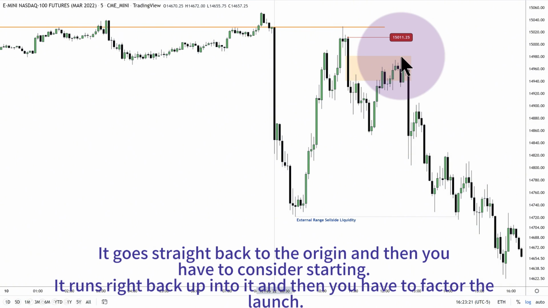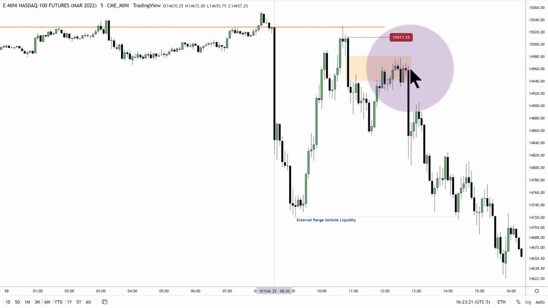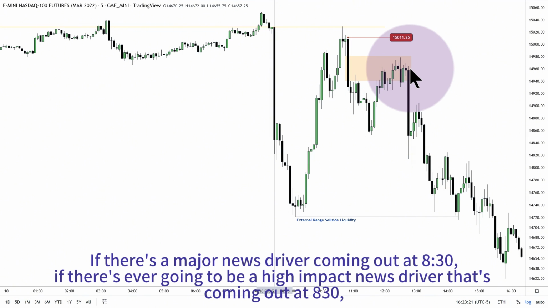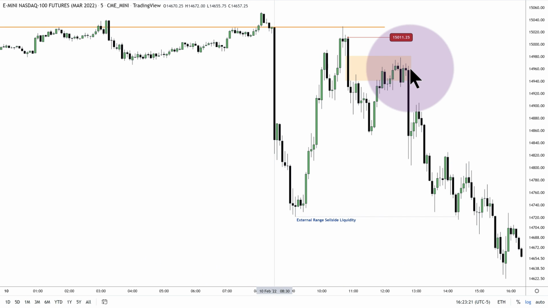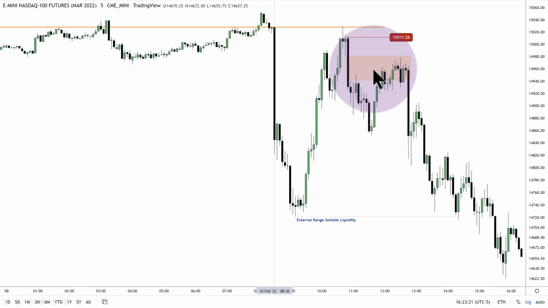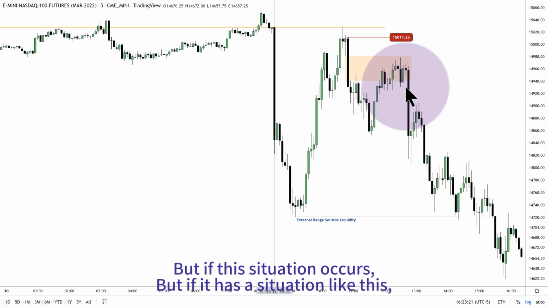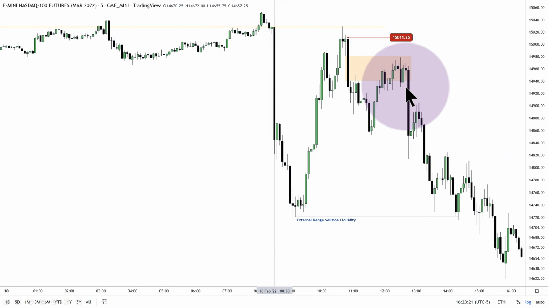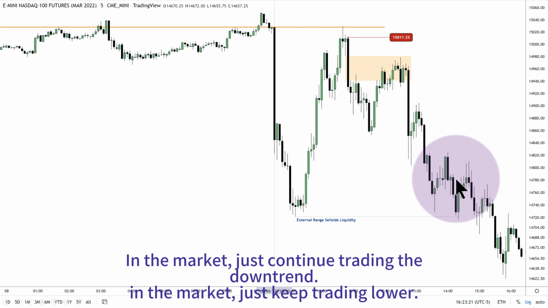It runs right back up into it, and then you have to factor the lunch. So in your notes, if there's ever going to be a high impact news driver that's coming out at 8:30, this is a scenario that will likely occur where lunch is used to accumulate and then start the new leg lower. It doesn't happen a lot, but if it has a situation like this, anticipate this likely unfolding. And the market just keeps trading lower.